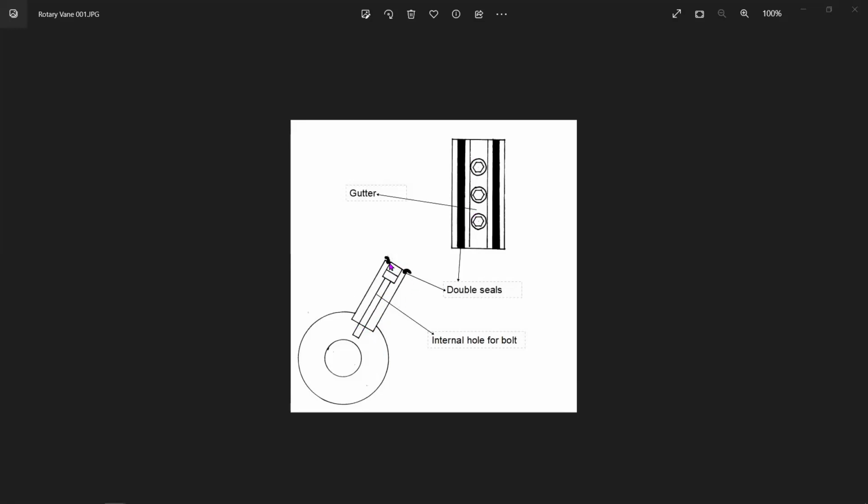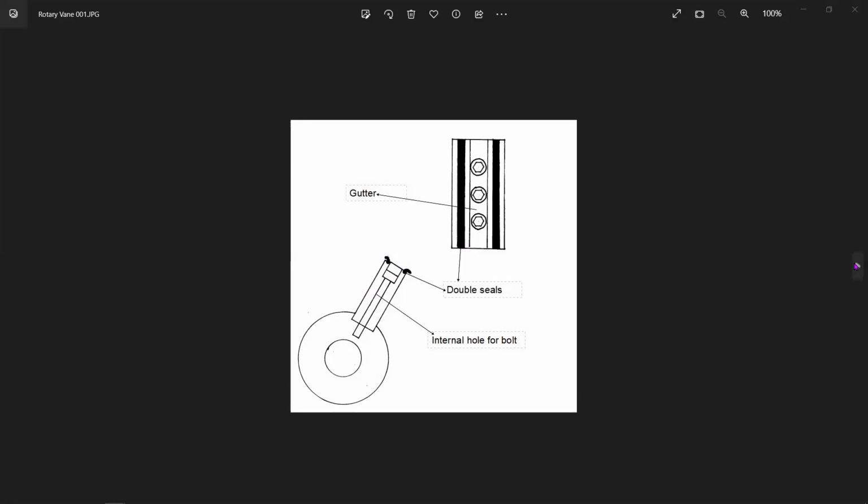Okay. Now on the edges of the rotary vane, you have got these seals. These are rubber seals which are connected to the rotary vane, and the rotary vane is then pushed against the stator chamber, basically forming two pressure chambers on the left and the right of it. That is the idea.